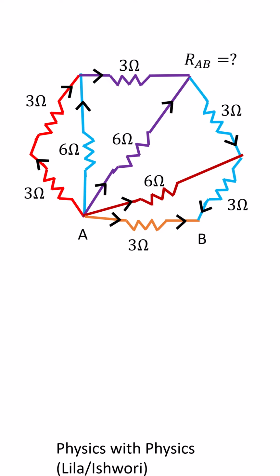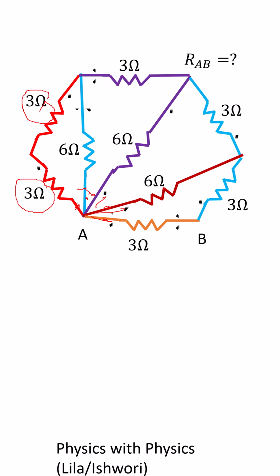In some of the resistances, the same current flows, and in some of the resistances, different current flows. Here we see in this 3 ohm and in this 3 ohm resistance, the same current is flowing, and the current from point A gets divided along 5 directions.